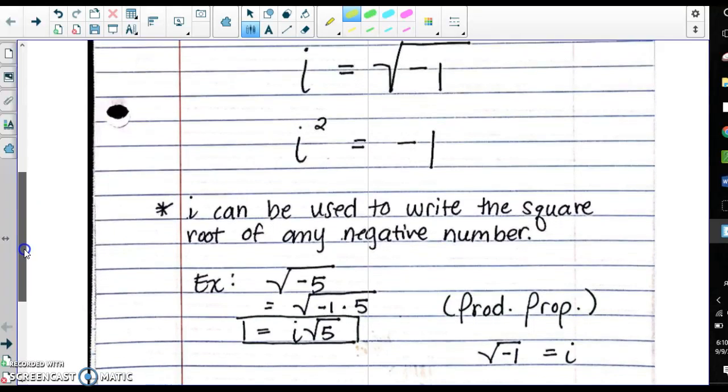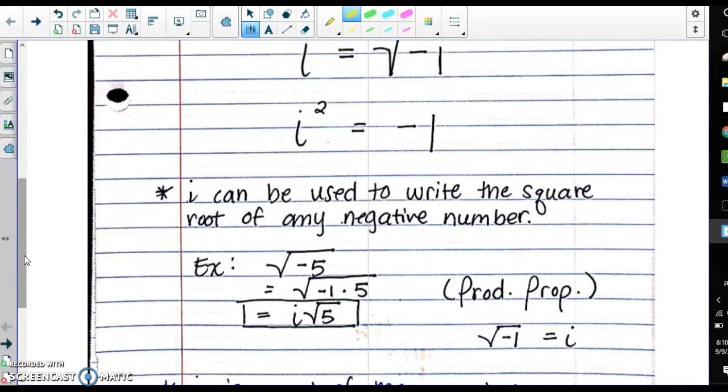All right. i can be used to write the square root of any negative number. For example, if we have the square root of -5, and we break that down using our product property, we have the square root of -1 times 5. Now that we see the square root of -1, we can take that as i. So your answer becomes i square root of 5.